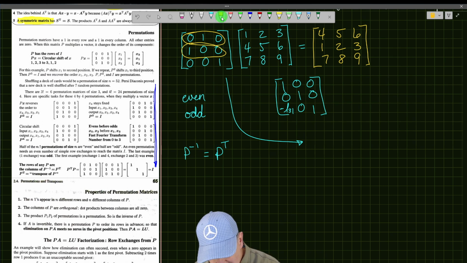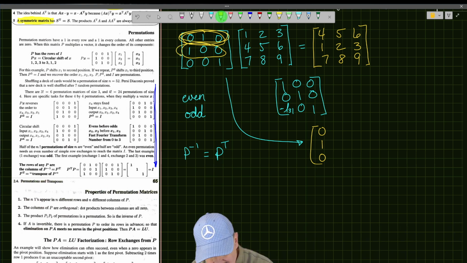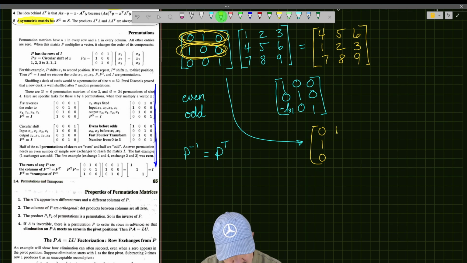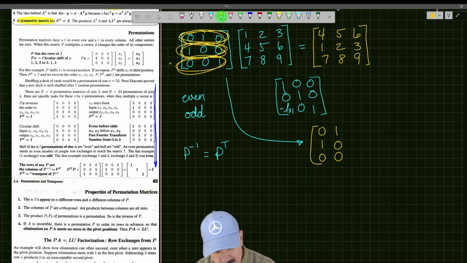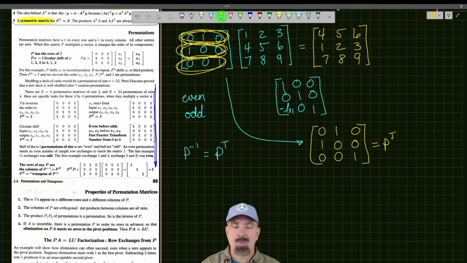So let me write this in yellow. The first row that I have circled here in yellow is going to become the first column. So P transpose is 0, 1, 0. And then the second row is going to be equal to the second column of the transpose. And then the third row becomes the third column. And this is P transpose if the cyan matrix is P.